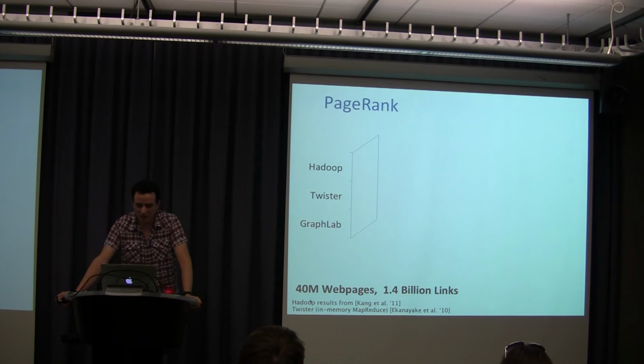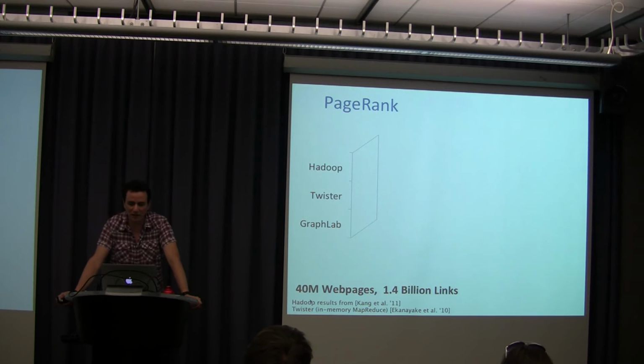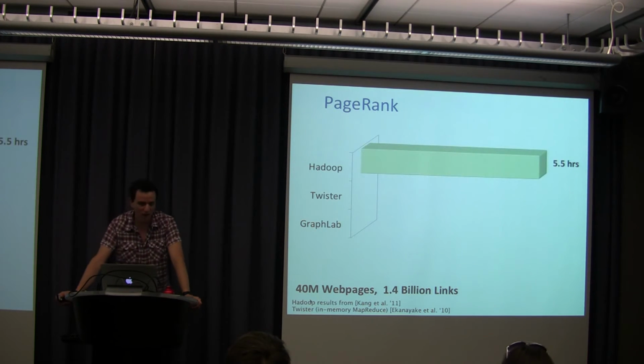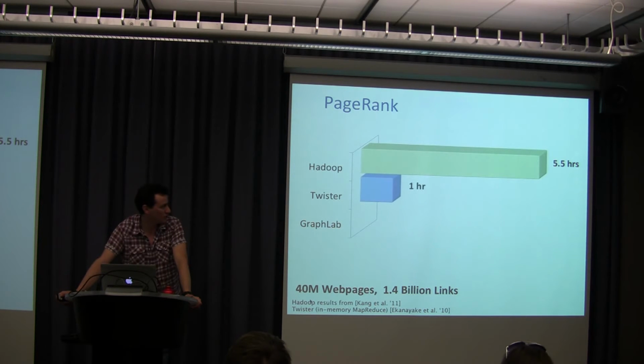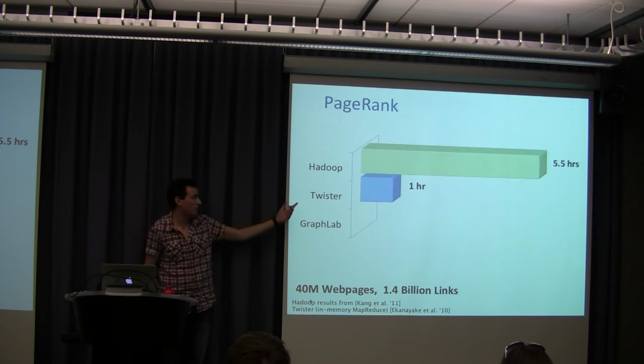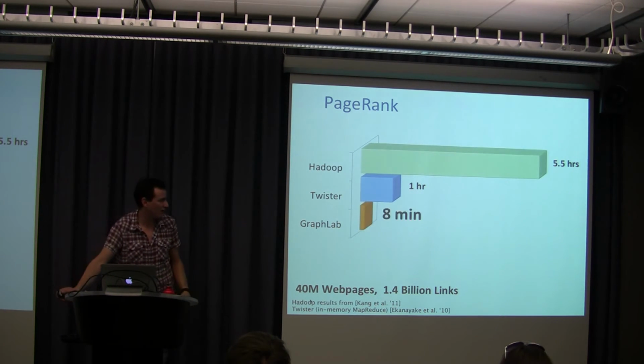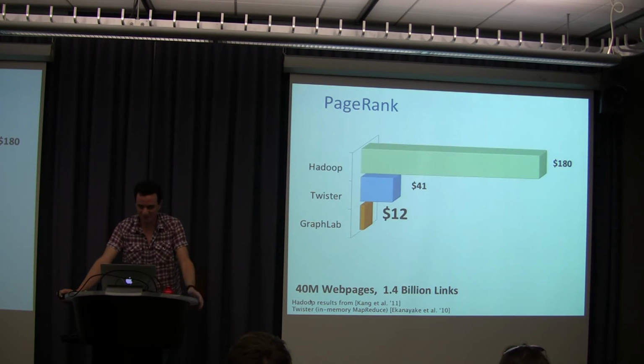Again, just a couple last examples here. With PageRank, the best published result on Hadoop took about 5 hours on this problem. Twister, which is an in-memory version of Hadoop, which is faster, took about an hour, and GraphLab takes about 8 minutes. And it's a lot cheaper.